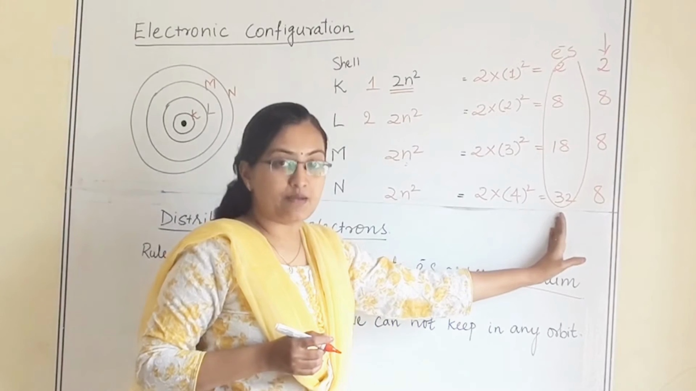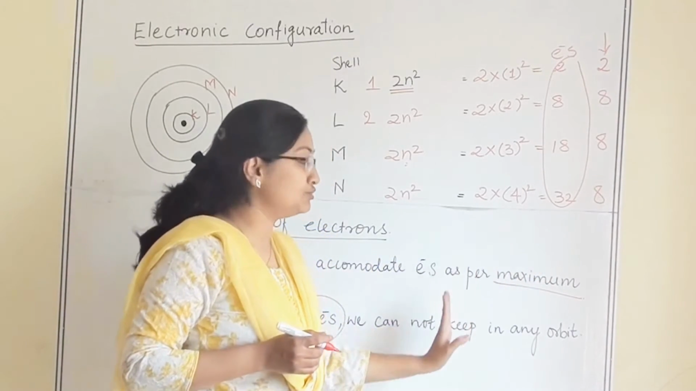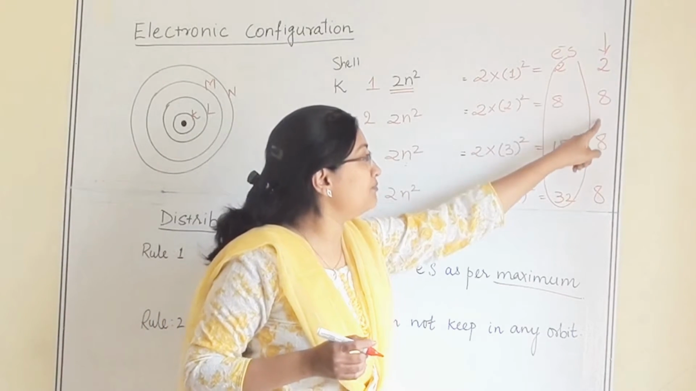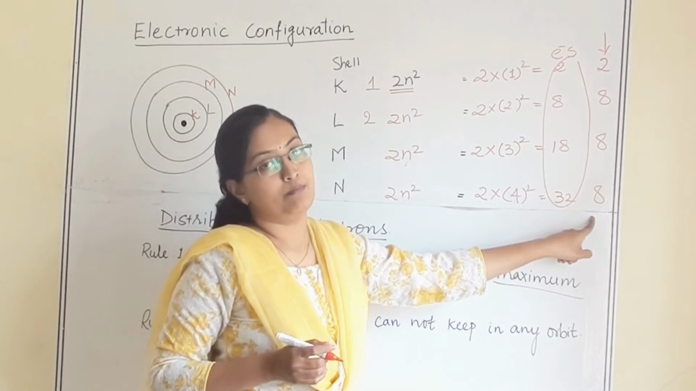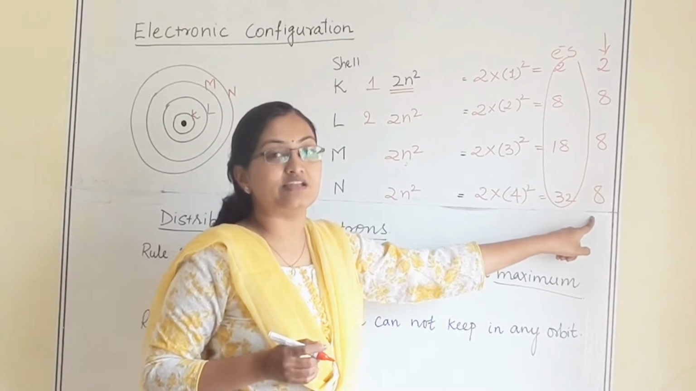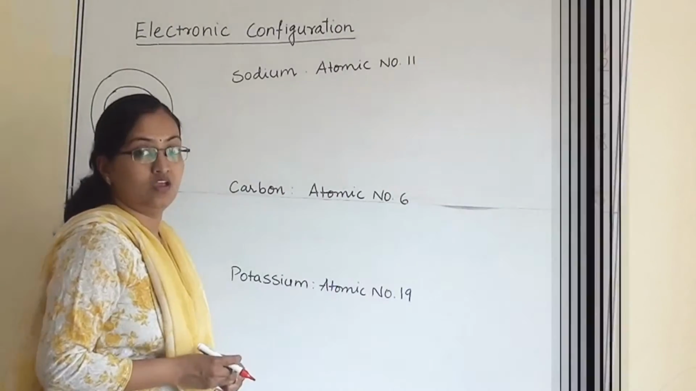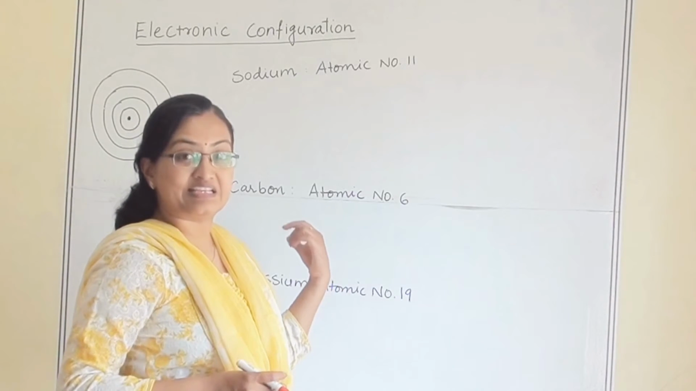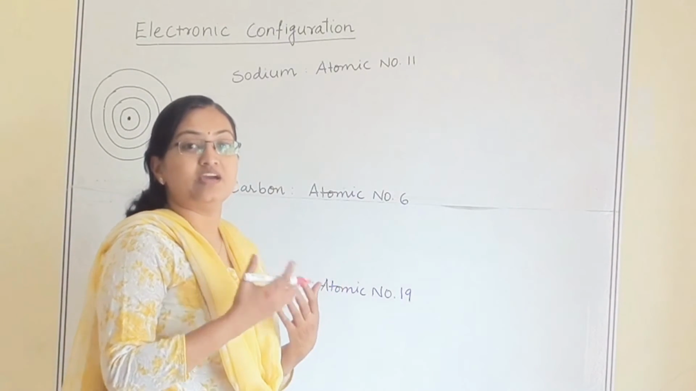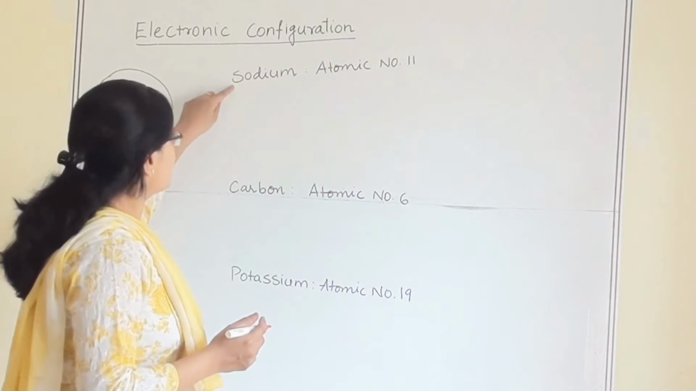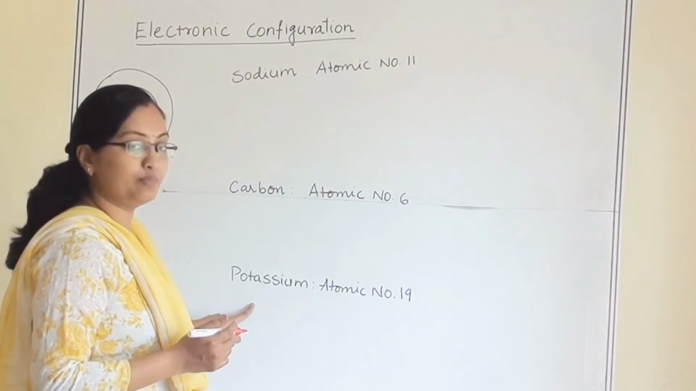This is the capacity of the orbit, but according to the rule, when you are writing an electronic configuration, you have to keep this capacity in mind, because more than 8 electrons you cannot put in any of the orbits. Now let us try some examples of how we are going to write electronic configuration for the elements sodium, carbon and potassium.